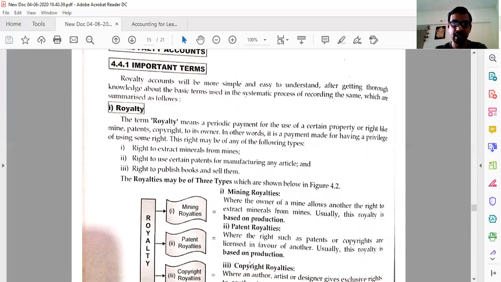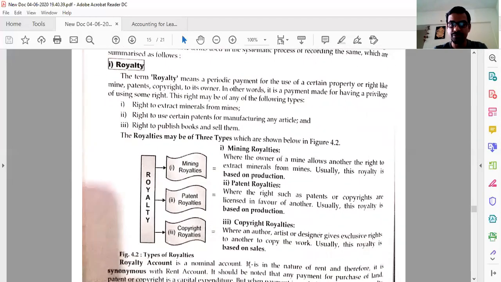This right may be any of the following types. Number one, a right to extract minerals from the mines. Number two, a right to use certain patents for manufacturing any article, and a right to publish books and sell them. Okay. Now there are three types of royalties.